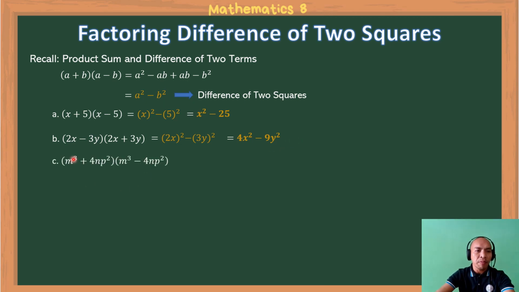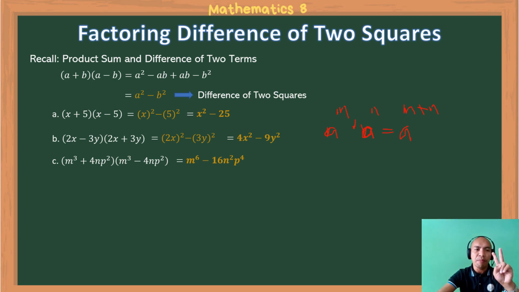Then lastly, we have m cubed plus 4n p to the power of 2 times m cubed minus 4n p to the power of 2. So they are also the sum and difference of two terms. So we will square the first term. The law of exponents: a raised to the power of m times a raised to the power of n is equal to a to the m plus n, which means if we multiply expressions with the same base, all you have to do is just copy the base and add the exponents.